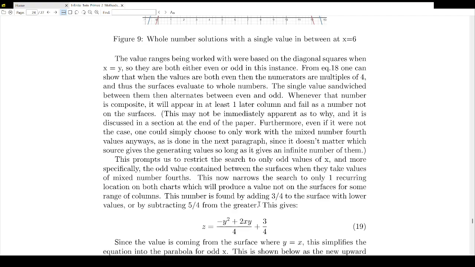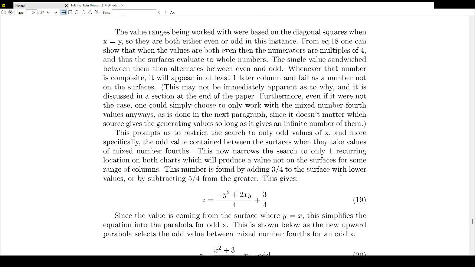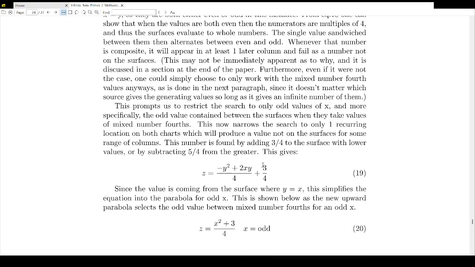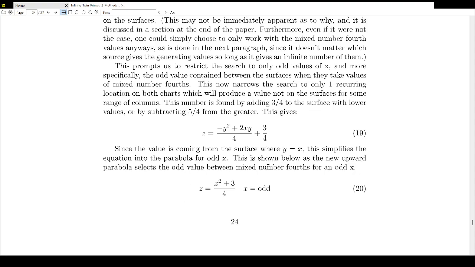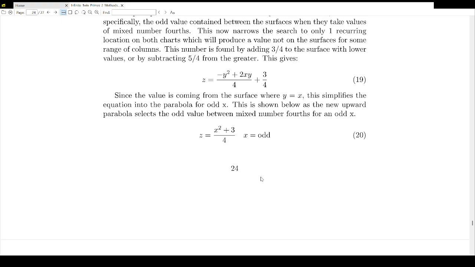And again, I might end up going further and saying that it has to also be prime. But we're going to restrict ourselves to that odd number in the case where we get two numbers, and it's the fourths. You can find this number by adding 3/4 to the surface with the lower values, or subtracting 5/4 from the greater. So here's the surface of the lower values. We add our 3/4. I could have started with the upper one and subtract 5/4. Since the value is coming from the surface where y equals x, this simplifies the equation into a parabola for odd x. This is shown below as the new upward parabola selects the odd value between mixed number fourths for an odd x.